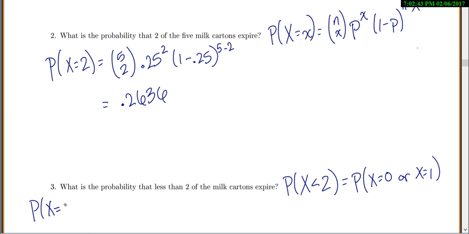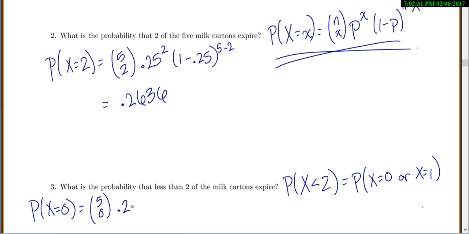So the probability that x equals 0, you have to use the formula up here. You'll do 5 choose 0, 0.25 to the power of 0, 1 minus 0.25 to the power of 5. Again, this is how many ways out of those 5 milk cartons could I choose 0 that expire. The probability of expiring is 0.25, but I want to expire 0 times. And the probability of selling is 1 minus 0.25, and if 0 expired, then that means 5 of them must have sold. So 0.2373.